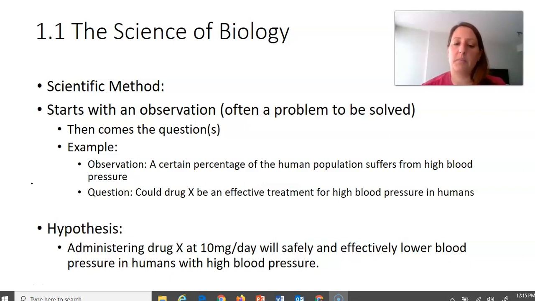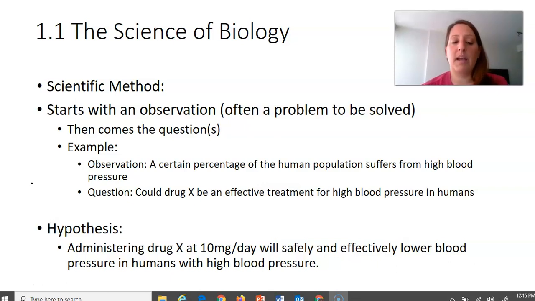Could drug X be an effective treatment for high blood pressure in humans? Oftentimes we'll associate with that other observations. So if there are drug trials that have been done in other species, we would add that to the observation. Okay, so here's the hypothesis.